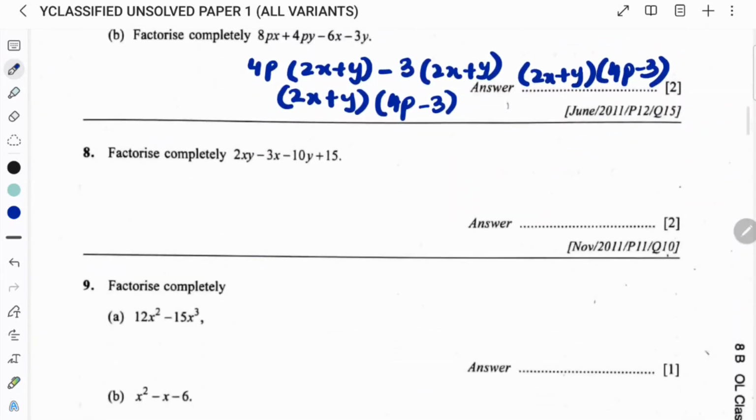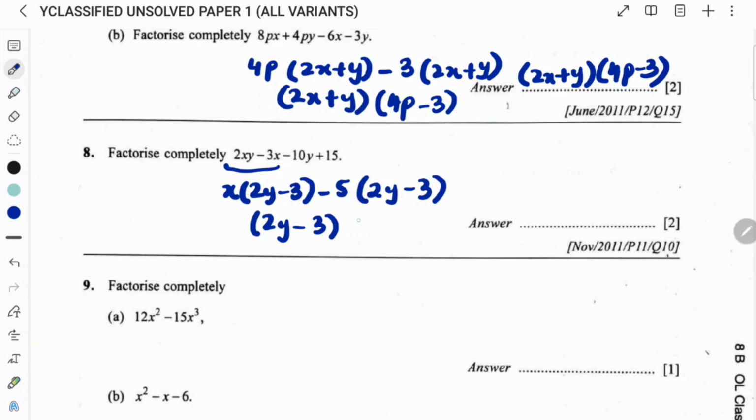The next question again factorize completely. 4 terms are there. First check in all, is there anything common? No, we don't have anything common in all 4 terms, so we'll do it by grouping. So if it is 2xy minus 3x, then if you take common x, then it is 2y minus 3. And if I'm taking minus 5 common, then it's again 2y minus 3. Then in this question we have 2y minus 3 and x minus 5.